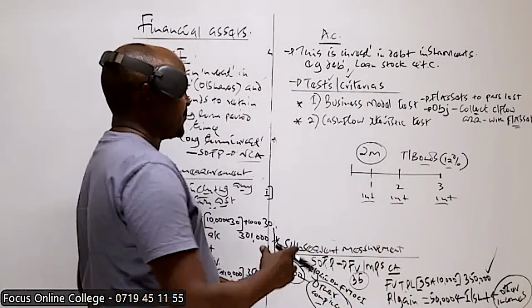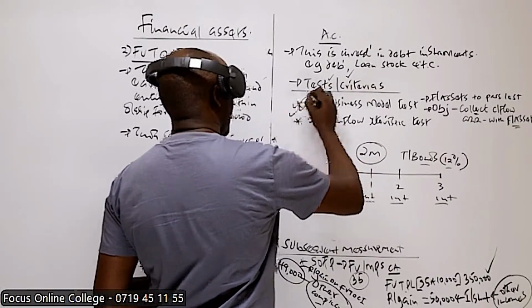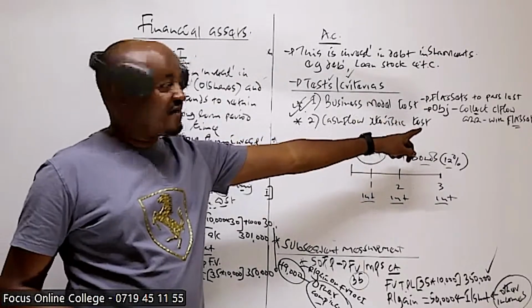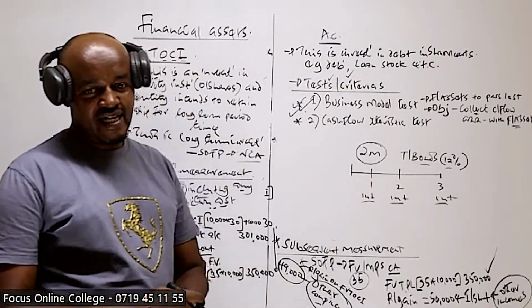So if that is the case, if that is the objective of the company, then we say that that particular financial asset passes the first test. The first test, it basically meets the first criteria.